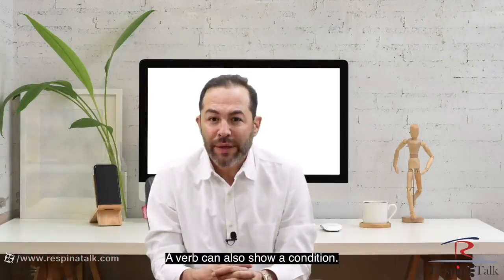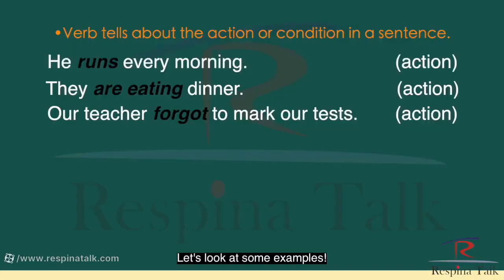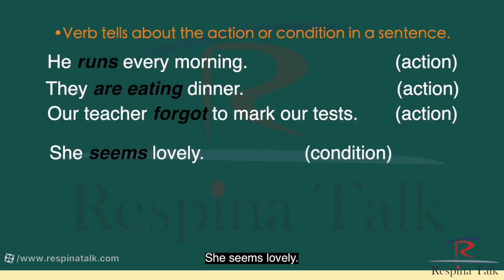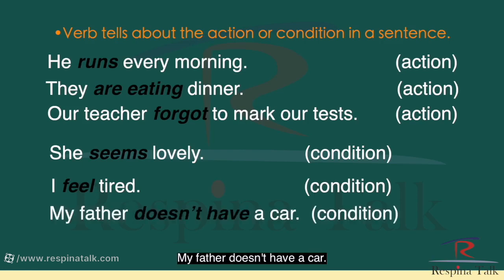Now, a verb can also show a condition. Let's look at some examples. She seems lovely. Here, the verb is seems, and seems is showing a condition. Look at another example. I feel tired. Here, feel is the verb, showing a condition. And look at this other example. My father doesn't have a car. Doesn't have is the verb. Again, it is showing a condition.